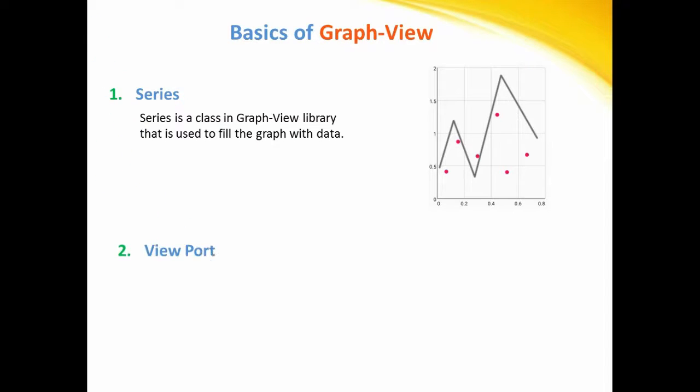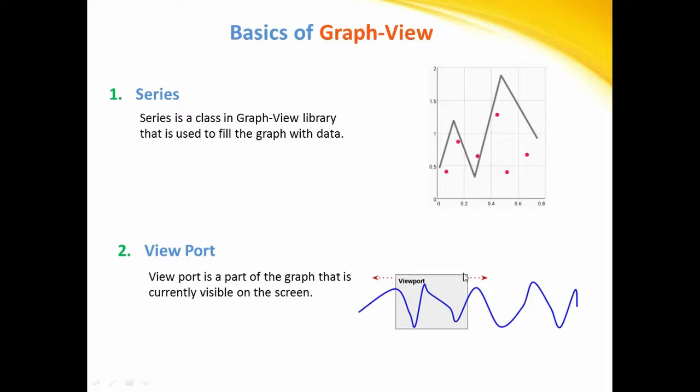And second is viewport. Viewport is a part of the graph that is currently visible on the screen. So this area is called viewport. For creating a graph, we need two things. First is GraphView object and second is series object.